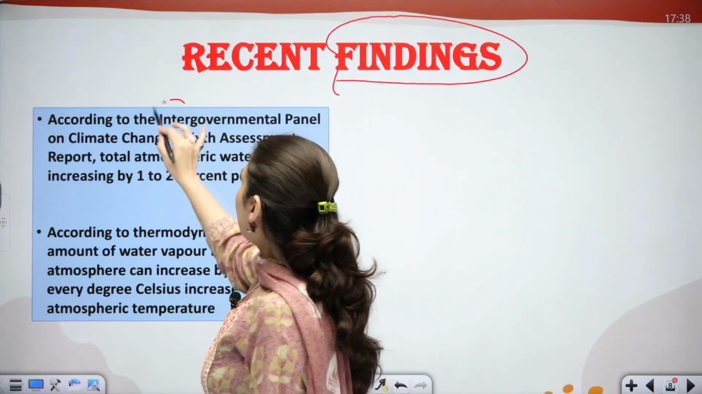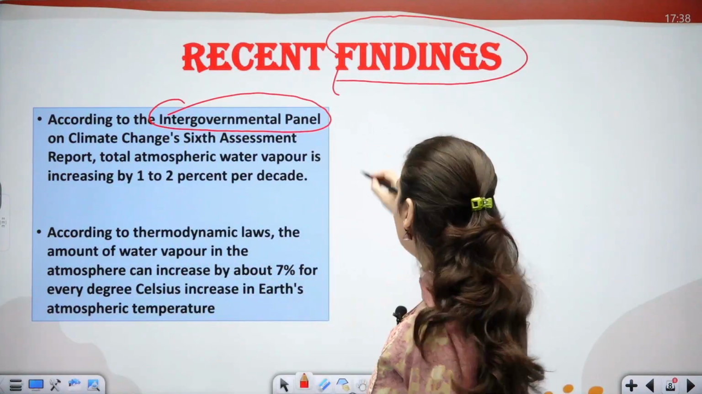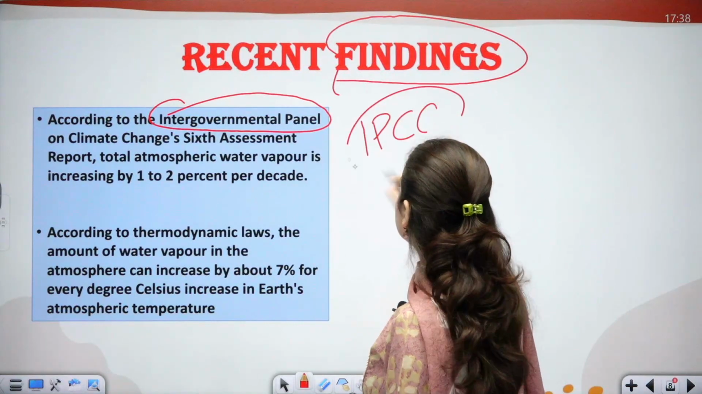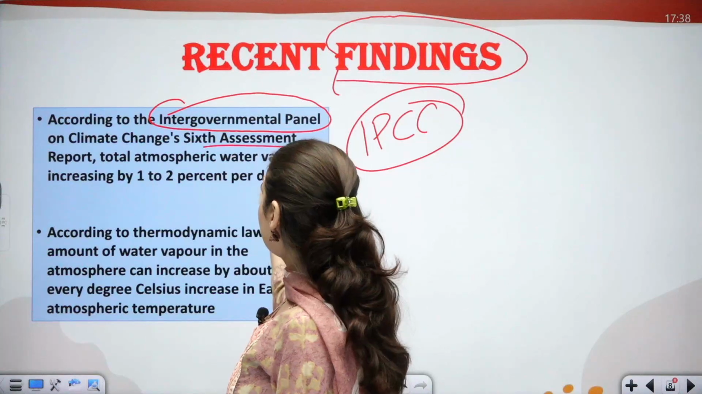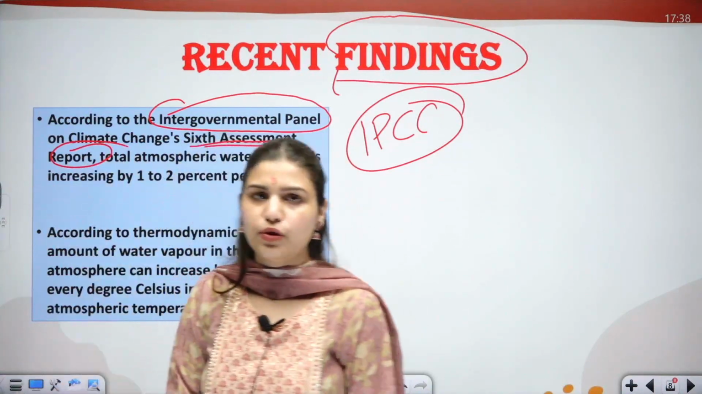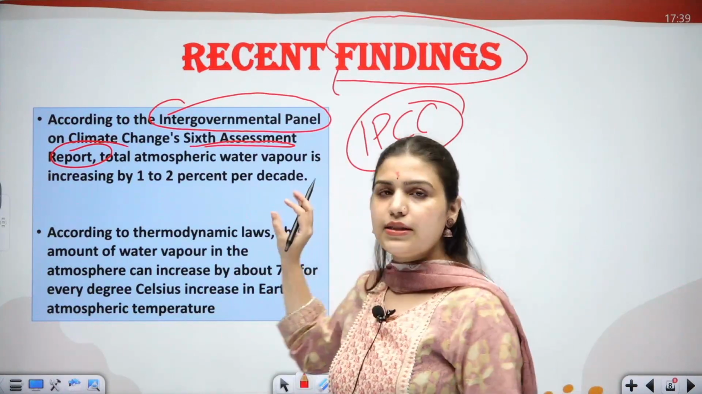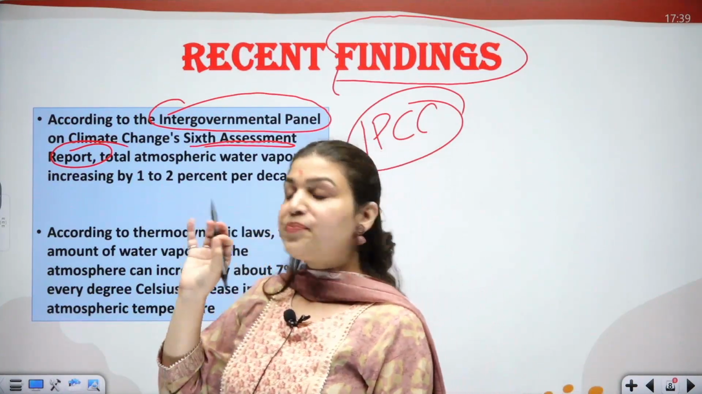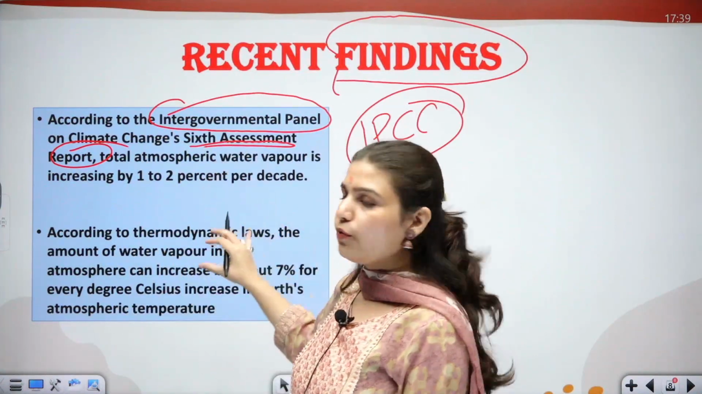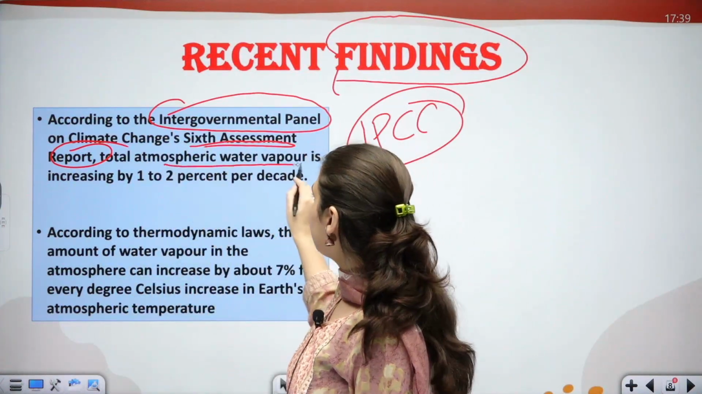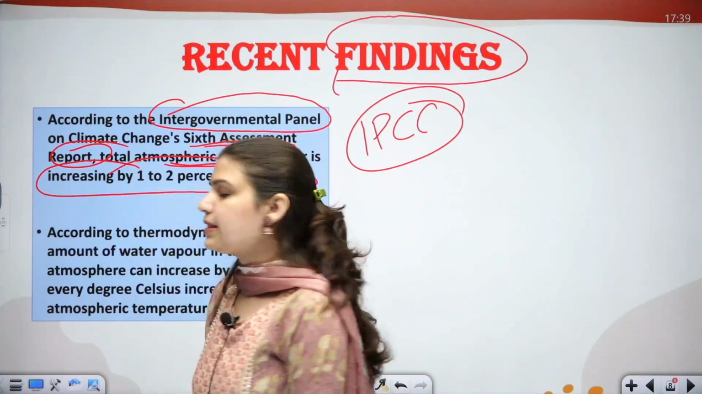So there's this report released by the Intergovernmental Panel on Climate Change, or IPCC for short. This is the 6th assessment report; there have been 5 assessment reports before that. According to this report, if we talk about water vapor, the total atmospheric water vapor is increasing by 1 to 2% per decade.